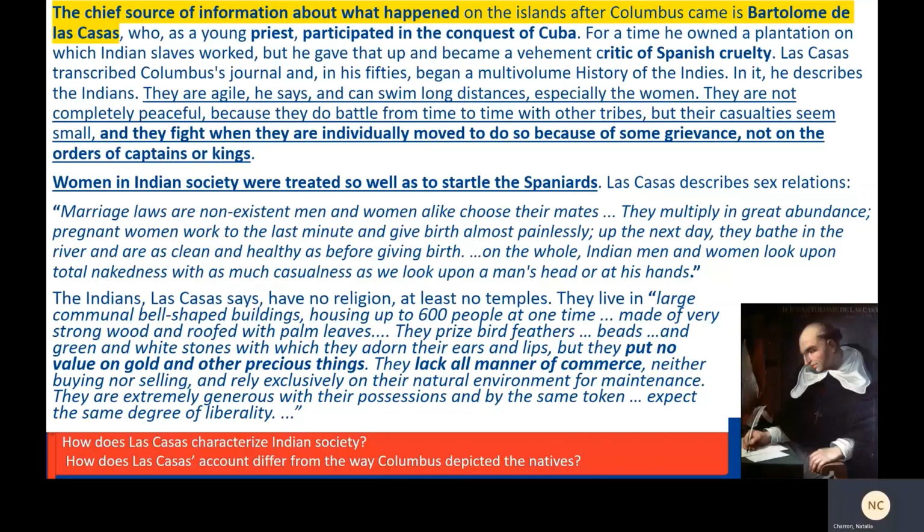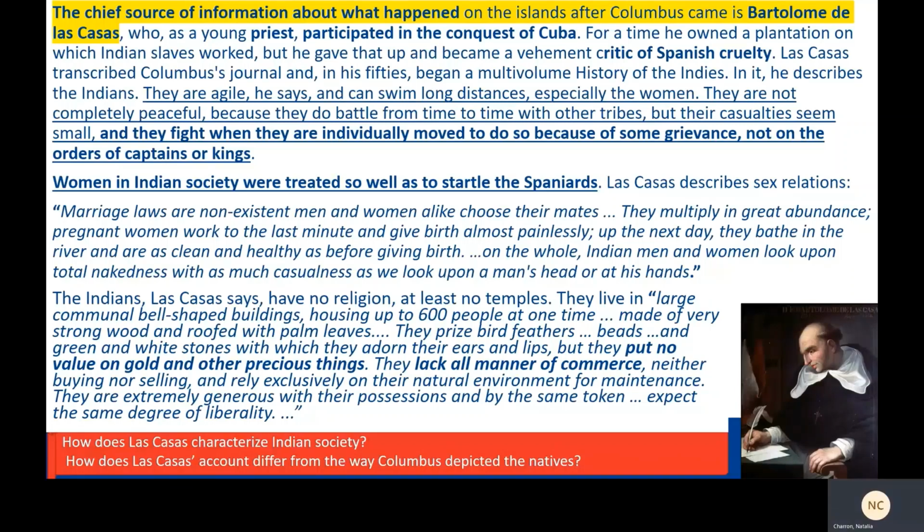Las Casas describes sex relations. Marriage laws are non-existent. Men and women alike choose their mates. They multiply in great abundance. Pregnant women work to the last minute and give birth almost painlessly. Up the next day, they bathe in the river and are as clean and healthy as before giving birth. On the whole, Indian men and women look upon total nakedness with as much casualness as we look upon a man's head or at his hands.